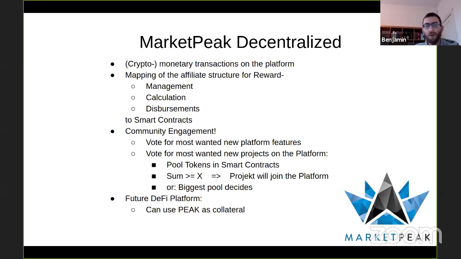But it is also a way to basically put your money where your mouth is, which makes people make better decisions, for sure. And then we are also planning, this is not around the corner though, but we are also working on a DeFi platform, a decentralized finance platform, on which you could use the Peak token as collateral as well. So that's just some examples of the things we have in our heads, some examples of the things that we want to go for in the future.